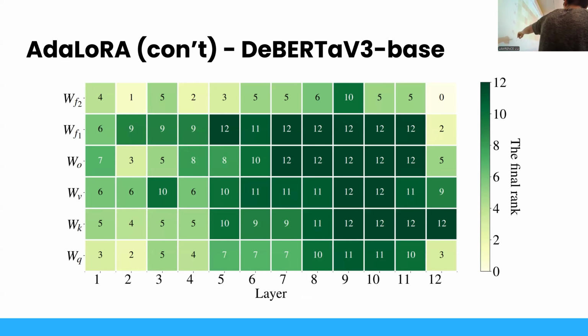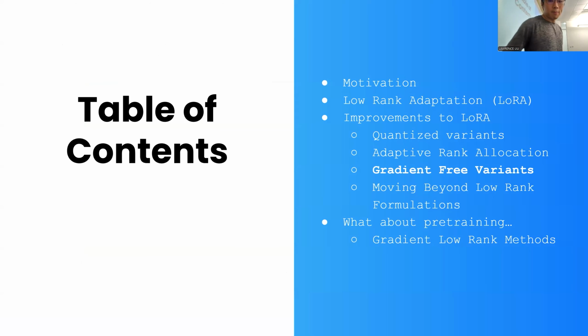for each weight matrix, the rank associated with it, and you can see that the more important weight matrices get allocated higher rank, where the less important weight matrices, such as for instance this one, have very low rank. And this significantly outperforms LoRA, as one would expect, because you're adaptively allocating the rank rather than fixing the rank of every parameter.